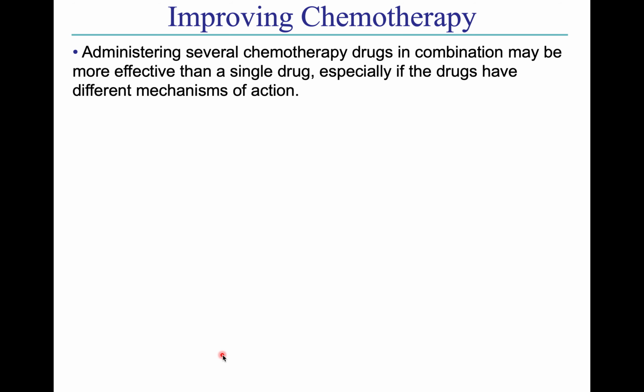So, how can we deal with this? Well, one approach that researchers discovered pretty early on is that treating with several different chemotherapy drugs in combination can be a lot more effective than just treating with a single drug. Especially if those drugs have different mechanisms of action, then it becomes very difficult for the cancer cell to evolve ways around these multiple simultaneous treatments.